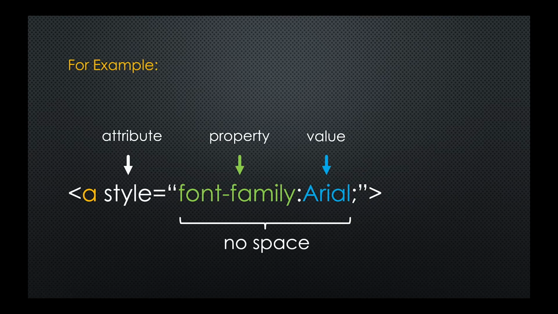For example, if I want to change the font of my anchor, I will apply the attribute style. The property or rule is going to be font-family, and the value is going to be Arial. I'm going to close the whole description with a semicolon, closing with double quotes, and closing the tag.